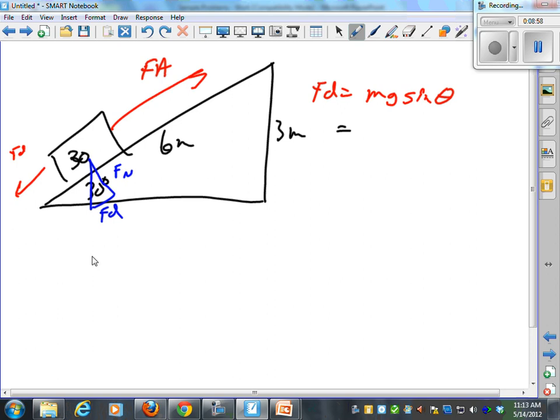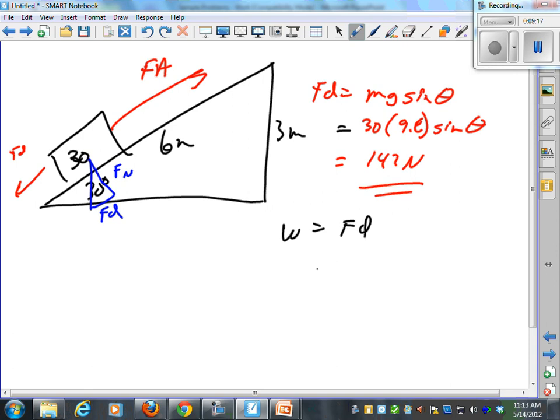Okay. So Fd is mg sine theta. In this case we've got a 30 kilogram block times 9.8 times the sine of theta, which is 147. So 147 newtons of force is the amount of force needed. That means the work done is my 147 times the distance up the ramp, which is 6, for a total of 882 joules. That's all it takes to push the plane up the ramp. Now that's if it's frictionless, right?